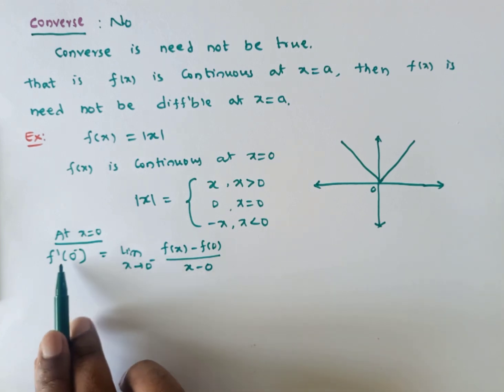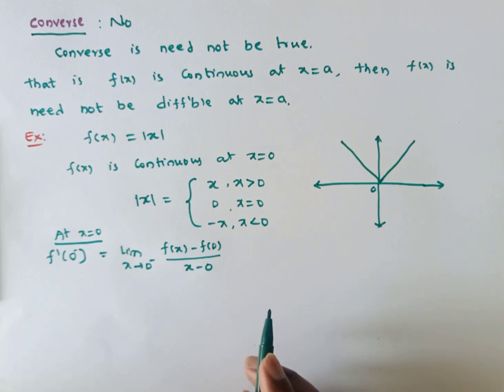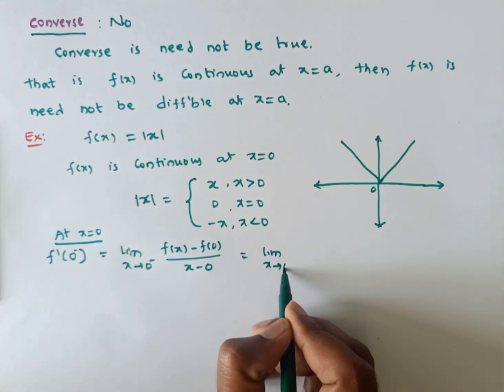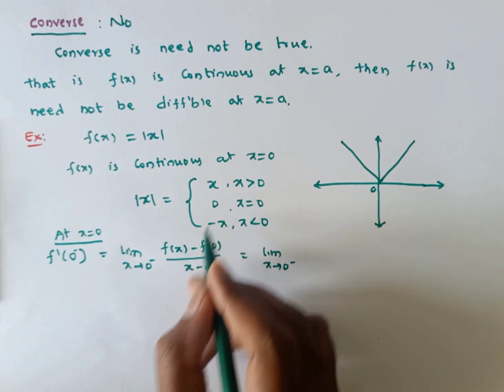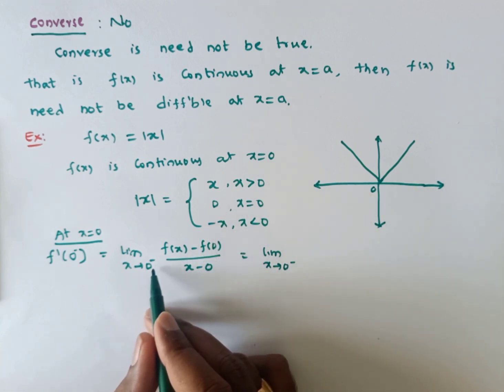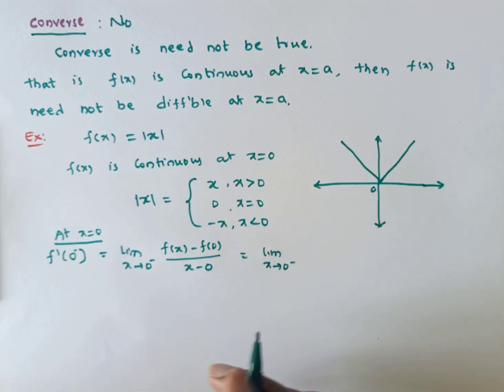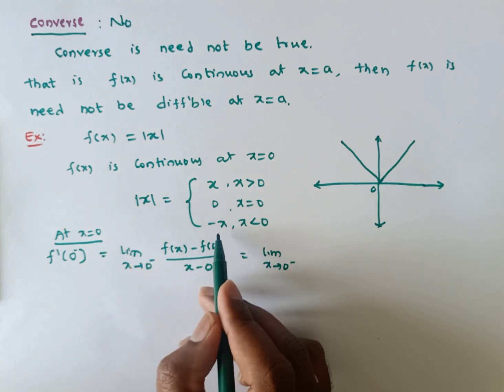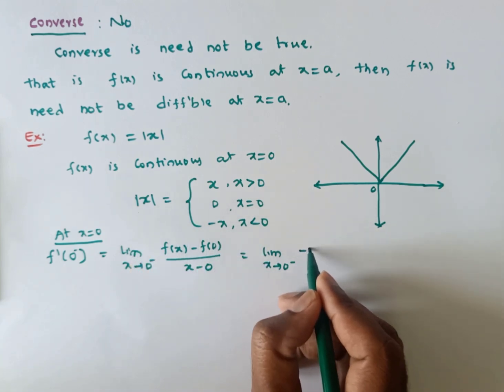So 0 minus means the left hand limit at 0. This limit is also the derivative definition. Now, limit as x tends to 0 minus, what should we choose for f of x? x tends to 0 minus means it is a little bit less than 0, right? A little bit less than 0 means x is less than 0. So for x less than 0, mod x is defined as minus x. So this is minus x.